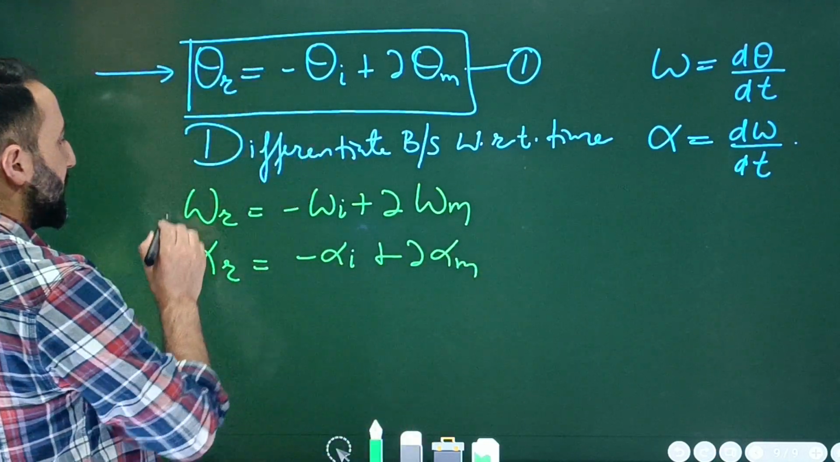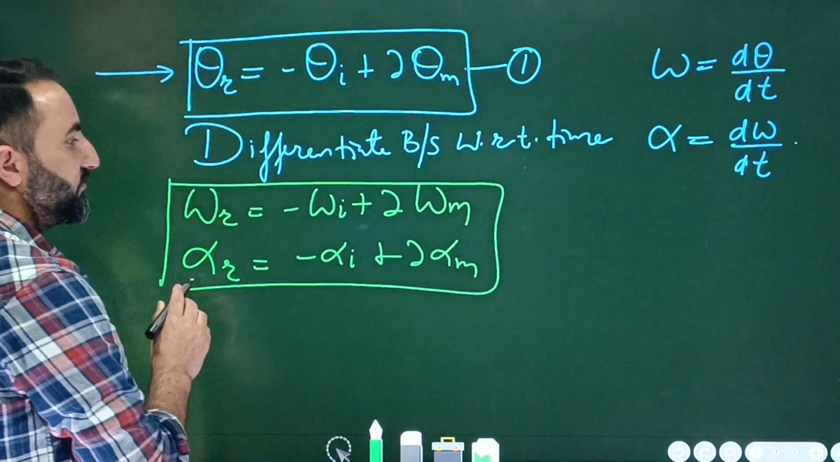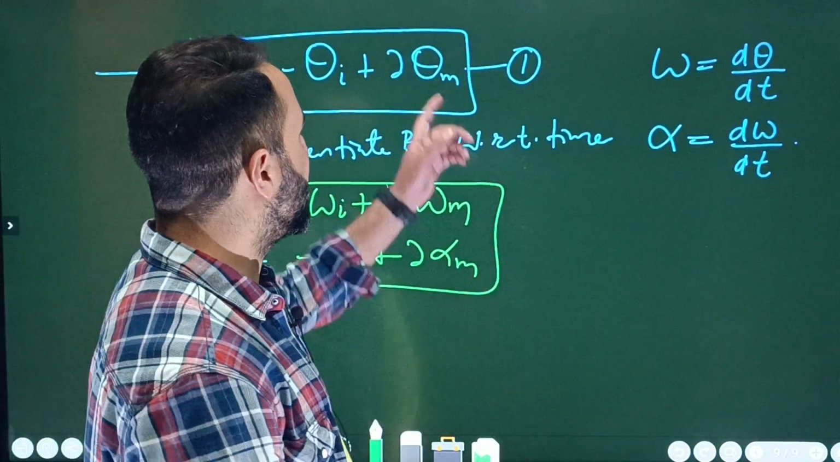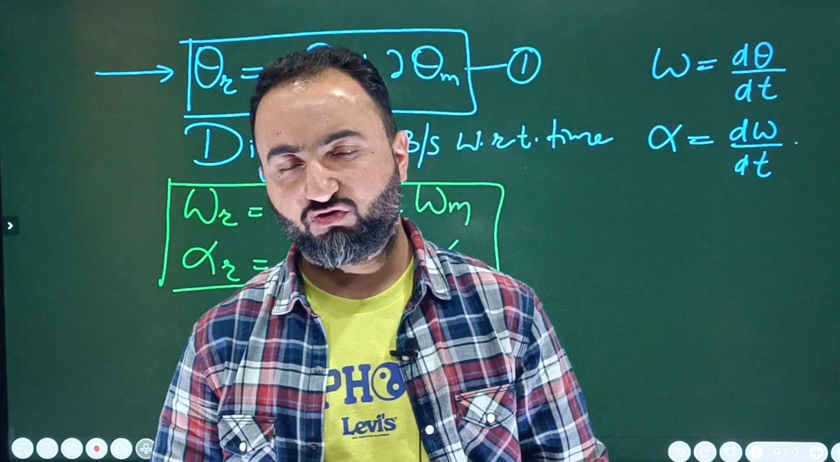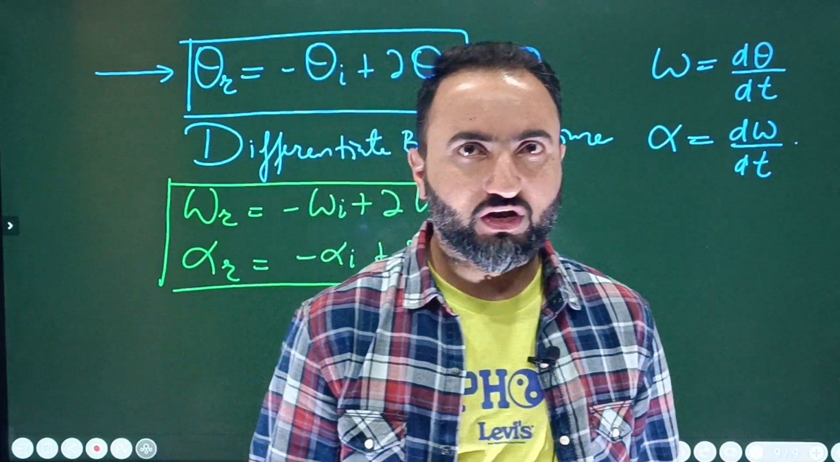ठीक है बेटा? And there's a golden thing with these equations, that is, don't memorize these equations, just memorize a single equation. That's equation number first. Once you're done with the equation number first, differentiate once, you will get omega. Differentiate twice, you will get alpha.